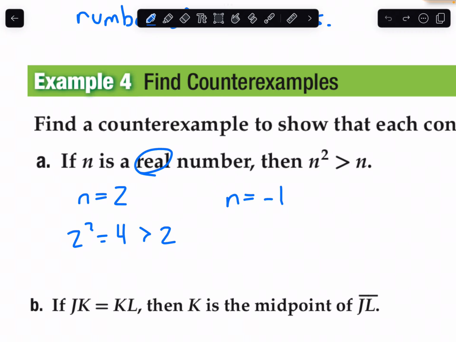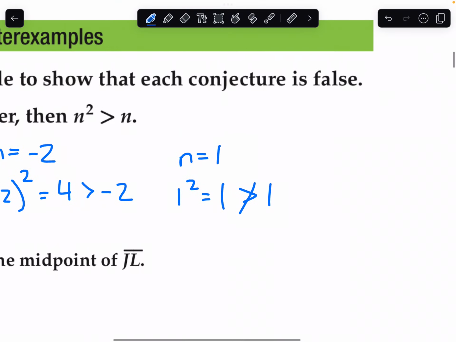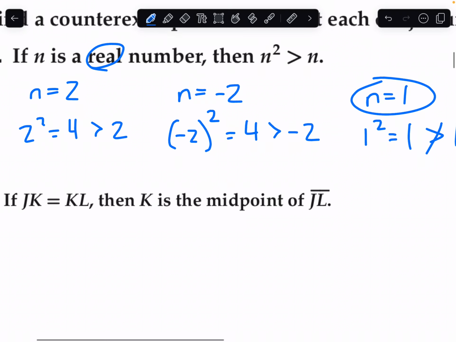Actually, hold on. That's not what I want to test right now. -2. You'll see why in a moment. I just had another idea. Negative 2 squared is also 4, which is greater than negative 2. So the negative part actually doesn't change this. But what about 1? If n equals 1, 1 squared is just 1. And that's not greater than 1. It's equal to 1. So we don't gain anything if n equals 1. So there's our counterexample. Boom, done. I thought we'd have to get into like fractions or something fancy. Well, that would work too, actually.